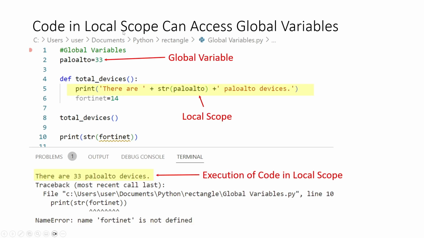Now, code in a local scope can access global variables. So here's my global variable. This is fine. I can see this. And now Fortinet is inside of this function. So in total devices, I call the global variable, but I still can't access Fortinet from here. That's still an error, but I can indeed access a global variable in a local scope.